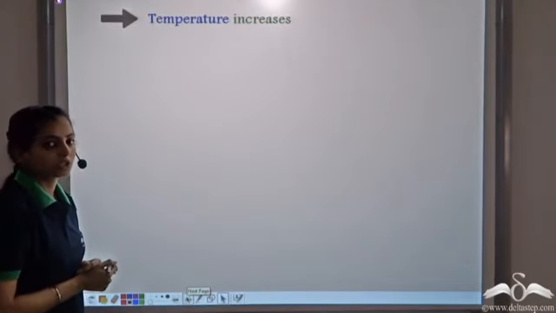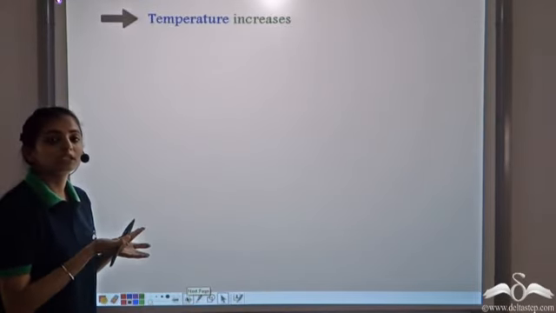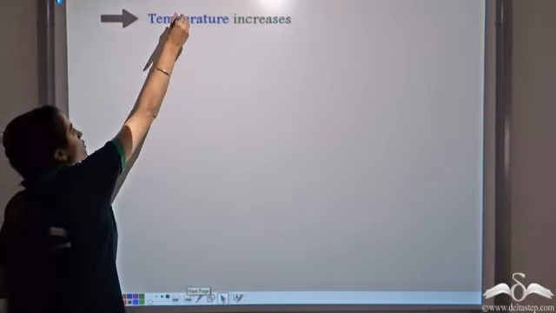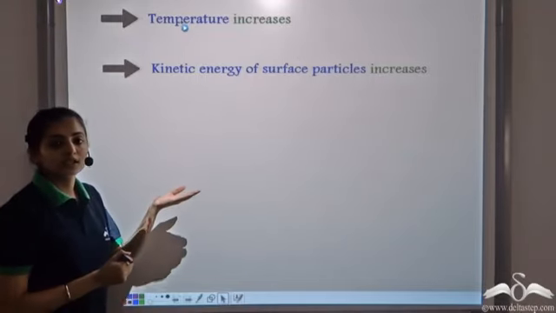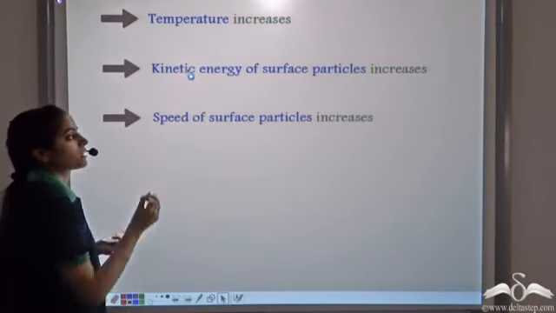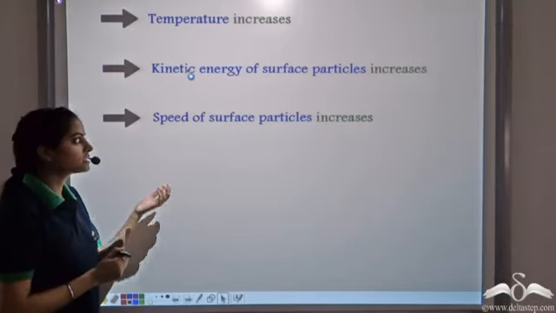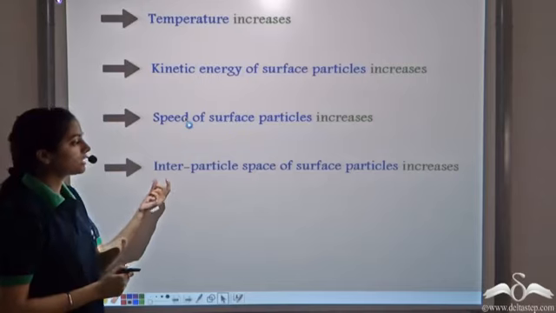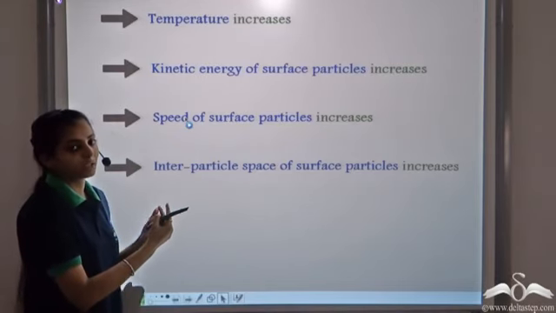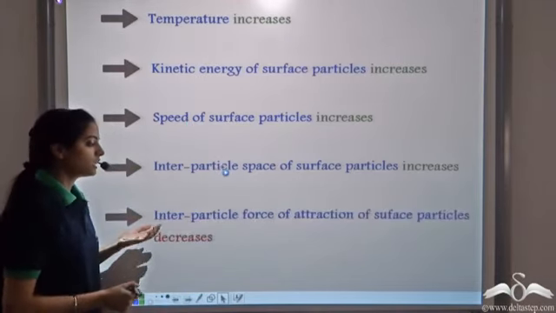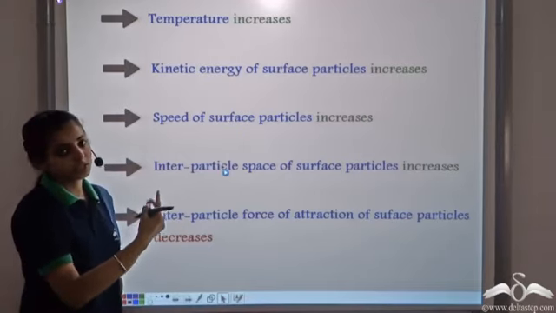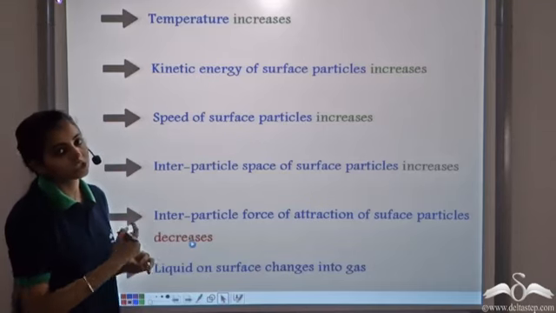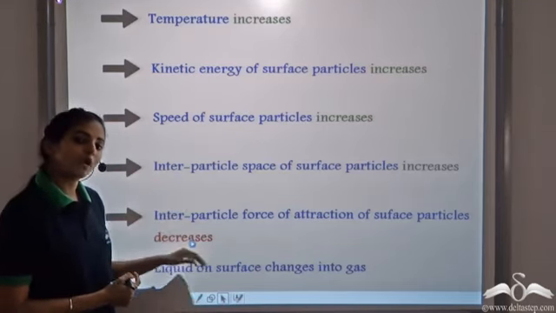So let's see how evaporation takes place. The temperature increases. That is, the surface particles extract heat from the surroundings. In doing so, their kinetic energy increases. As the kinetic energy of the surface particles increases, the speed of the surface particles also increases. Because of this, the interparticle space between the surface particles increases. The interparticle force of attraction between the surface particles decreases, and due to this, the liquid on the surface changes into the gaseous form. And this is how evaporation takes place.